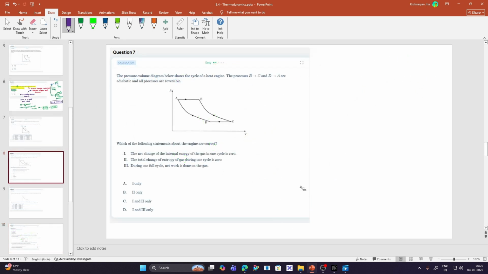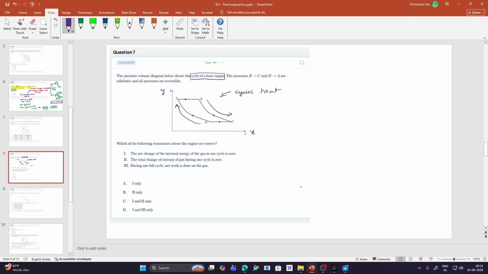So my dear friends, we have one more numerical. In this numerical, there is a pressure volume diagram. We have pressure on the y-axis and volume on the x-axis. The pressure volume diagram below shows the cyclic heat engine. The word cyclic is very important, so just keep in mind. This is a cyclic heat engine, and the process goes from B to C and then B to A are adiabatic and reversible.